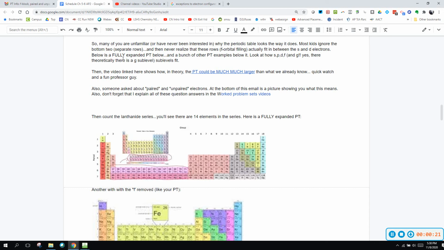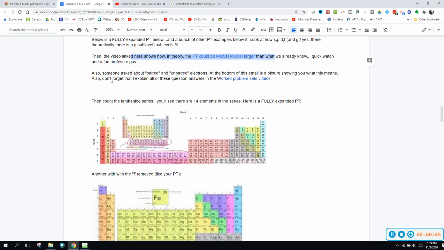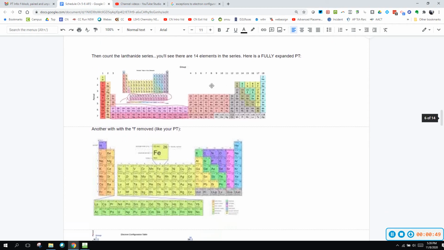This below is a fully expanded periodic table and a bunch of other periodic table examples below it. Look at how the s, p, d, and f, and even g orbitals, yes, there theoretically are g sublevel orbitals, would fit. There's also a video link right here where the periodic table could be much, much larger than what we already know it to be. A quick watch from the Fun Professor guy is also available. Furthermore, at the bottom, we'll talk about paired and unpaired problem sets as well.